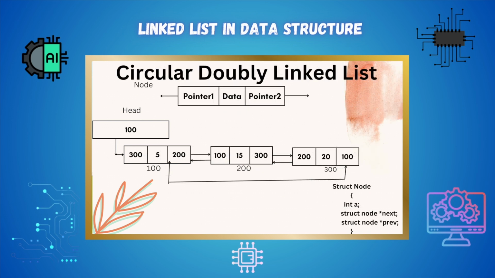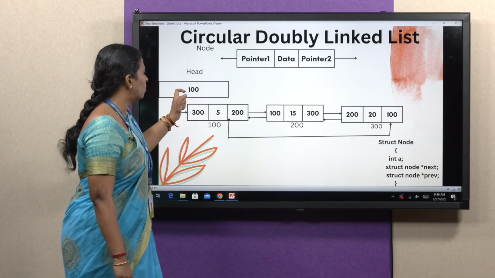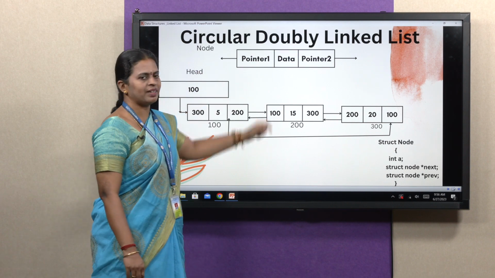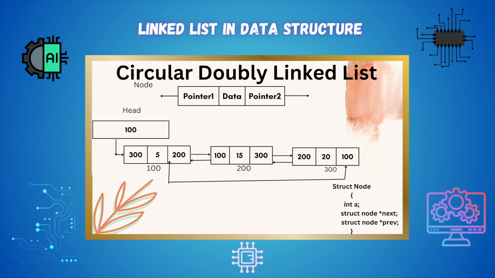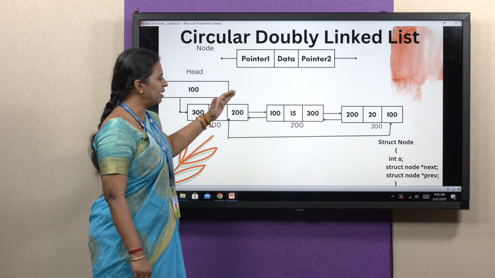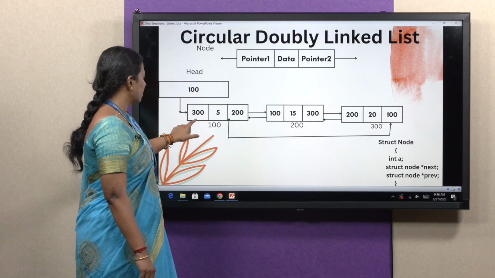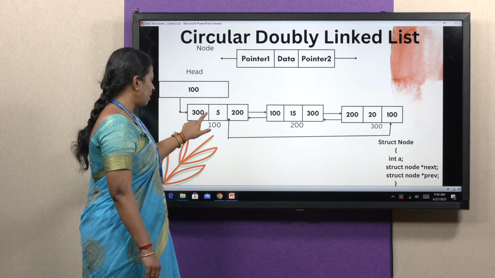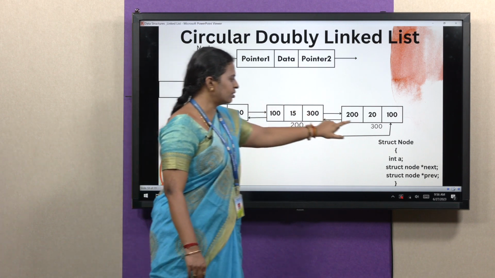Next we are going to see about circular doubly linked list. It is a combination of doubly linked list and circular linked list, right? You all know in a doubly linked list we have 3 parts, namely pointer 1, data and pointer 2, right? We are going to merge the doubly linked list plus the circular linked list. Here there is only one difference. The first node's pointer 1 would hold the last node's address.